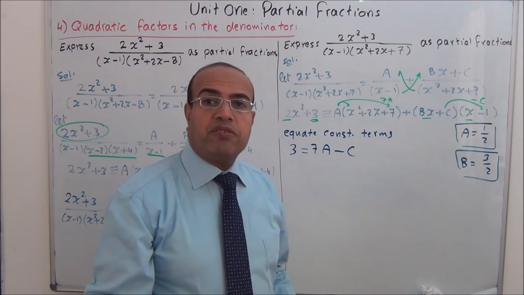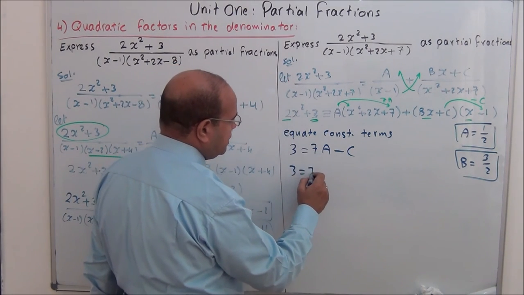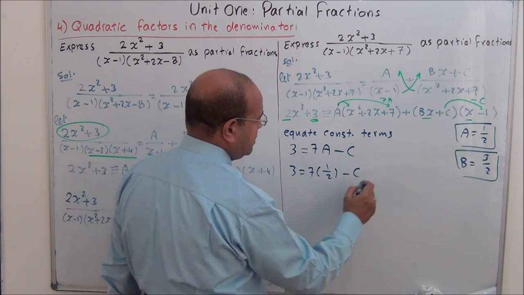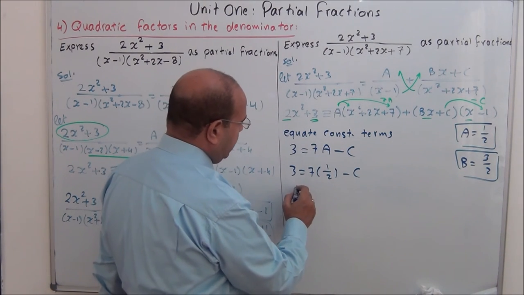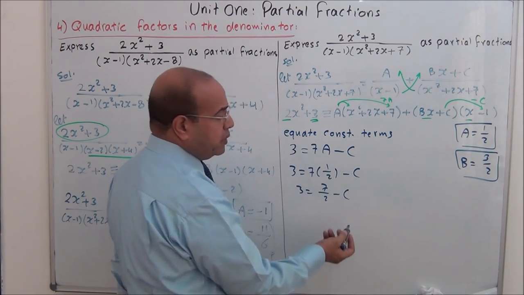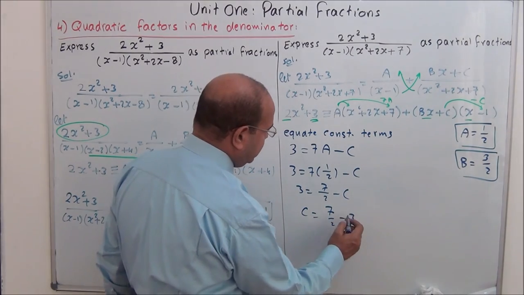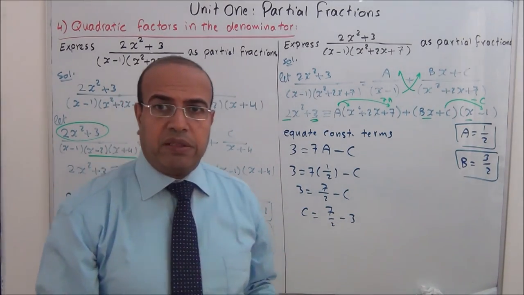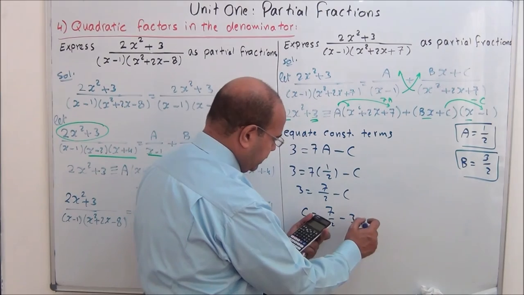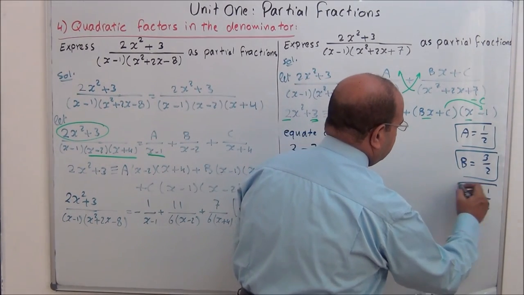Already we got the value of a before, it was half. Just replace a by half. So 3 equals 7 multiplied by half, minus c. 7 times half is 7 over 2, minus c. What we do is rearrange the equation. So c equals 7 over 2 minus 3. We use the calculator to get the value. The value of c is half.